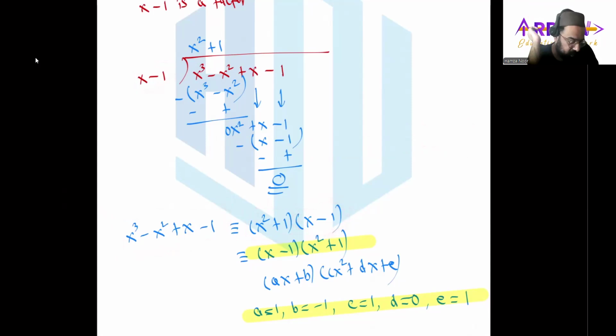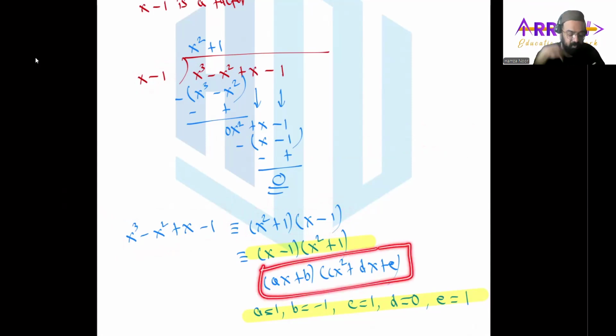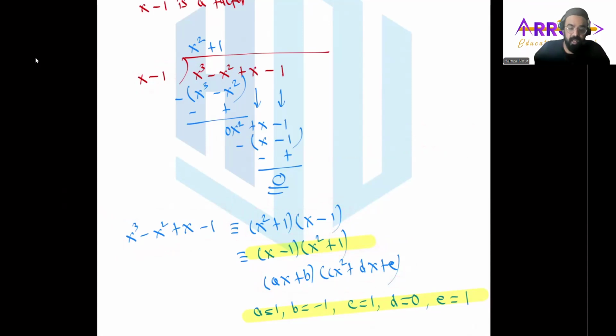But we need our answer in a specific form. First, we have the linear factor, then we have the quadratic factor. So we are just going to make a comparison with ax plus b multiplied by cx squared plus dx plus e. Okay, so therefore x minus 1 multiplied by x squared plus 1. So therefore a equals 1, b equals minus 1, c equals 1, d equals 0, and e equals 1.